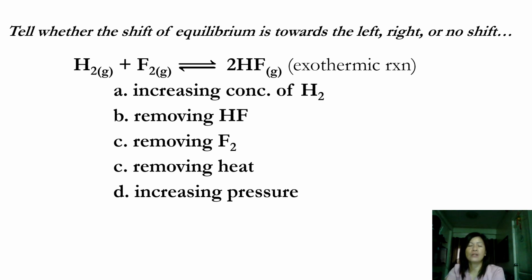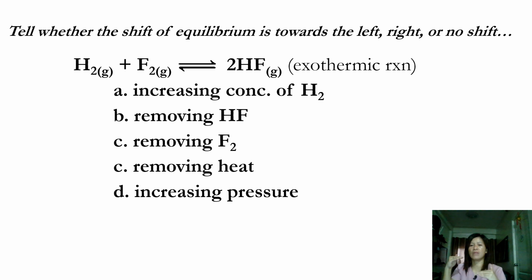Remove fluorine gas, remove reactant. Removing reactant is causing stress to the product side. This is the reactant you are removing. The stress is put to the product side. So for the product side to relieve the stress, shift the equilibrium to the left side of the equation to re-establish equilibrium. Remove heat. Heat is in the right side of the equation.